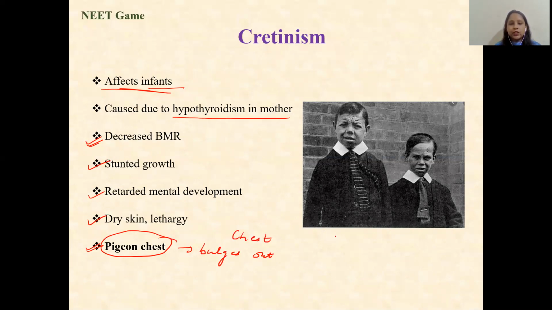If you look at the pigeon bird, you will see their chest is protruded outwards. So that bulging outward chest is found in cretinism children. So pigeon chest is a unique feature of cretinism.